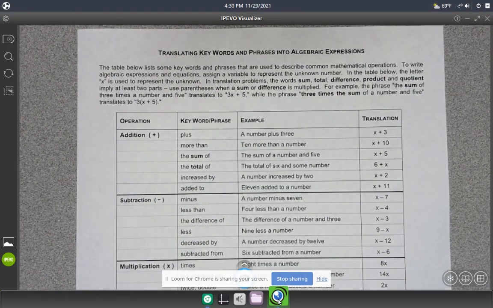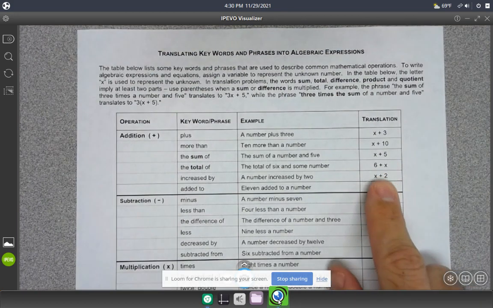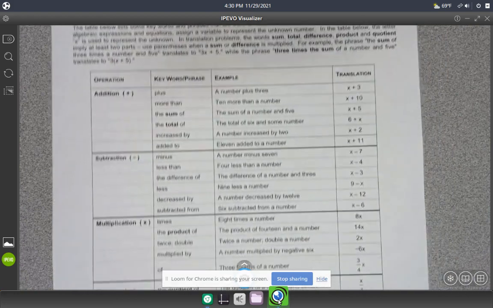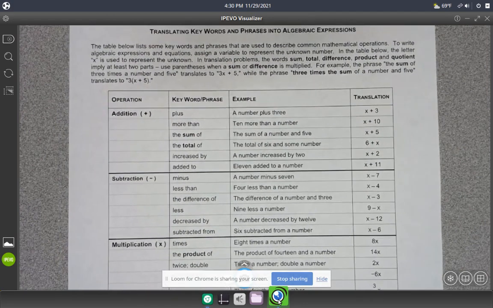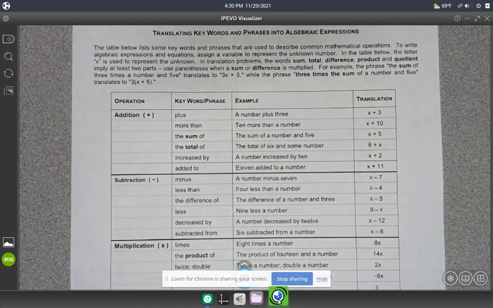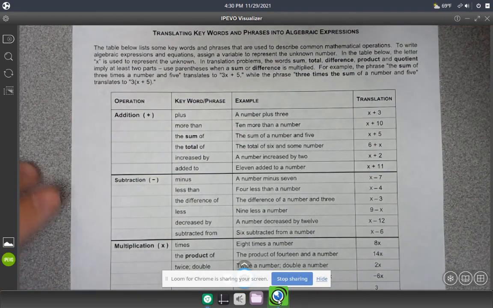Hey, so in this video, I want to talk about how to take sentences and translate them into algebraic expressions. We're actually going to be translating them into equations, but the idea is really the same. So you should have this page. I recommend you read through it and try to make sense of some of it.